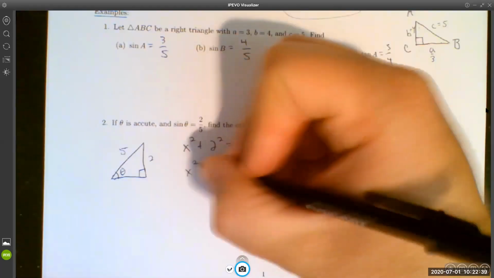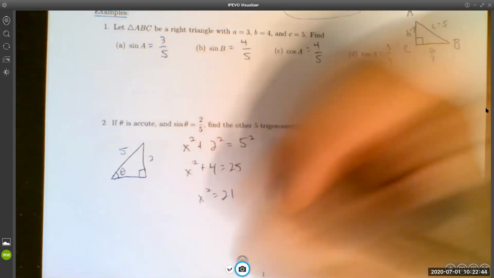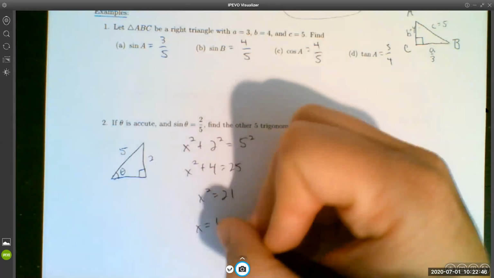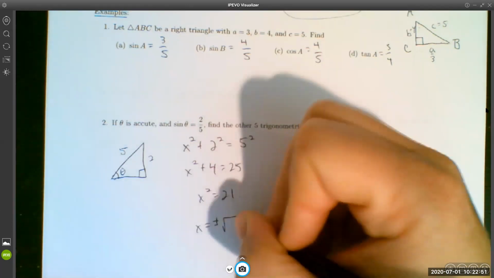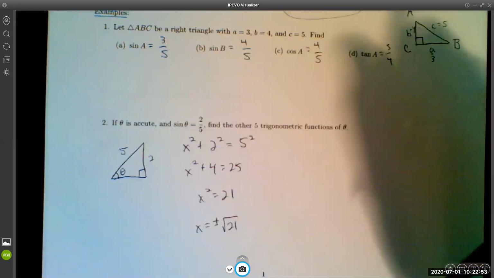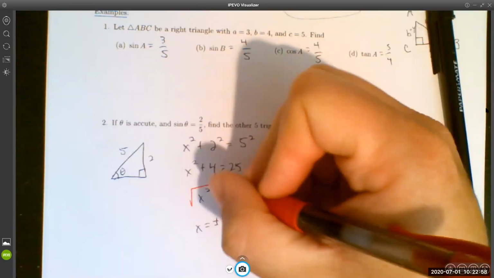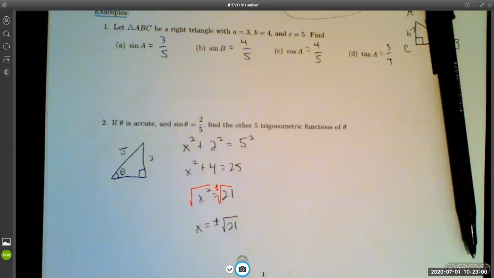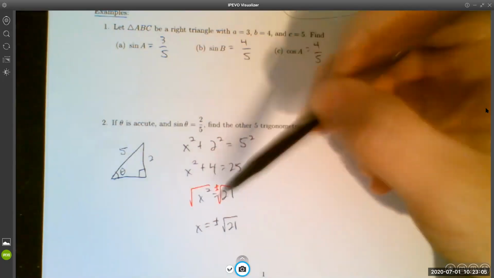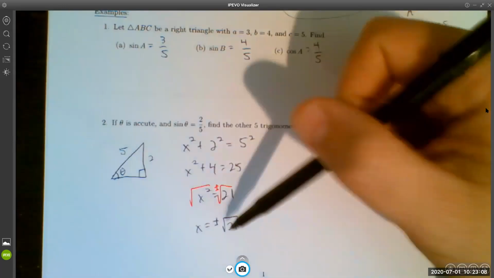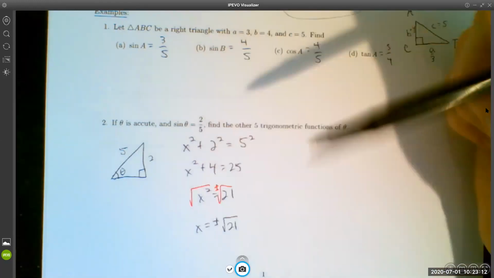So x squared plus 4 equals 25. That means x squared is 21. And that means that x is plus or minus square root of 21. Now, remember, when you take the square root of both sides of an equation to solve that equation, you have to have the plus or minus sign, right? That's why I have this plus or minus sign here. Both of these numbers are solutions to this equation from the previous step. They both work. We have to decide which one we're going to use, the positive version or the negative version.